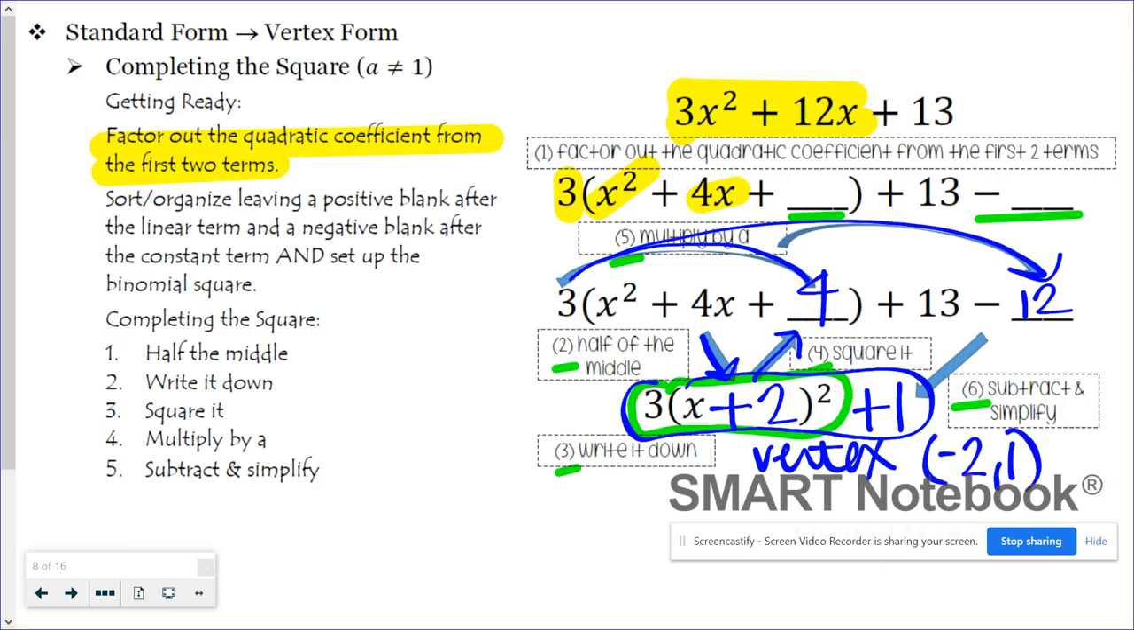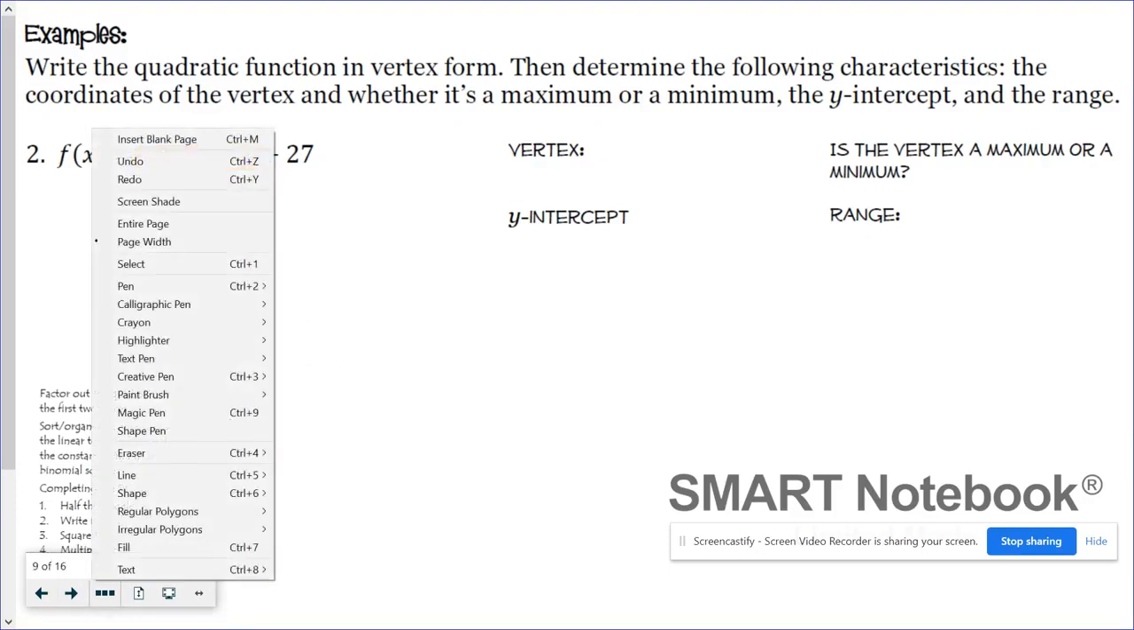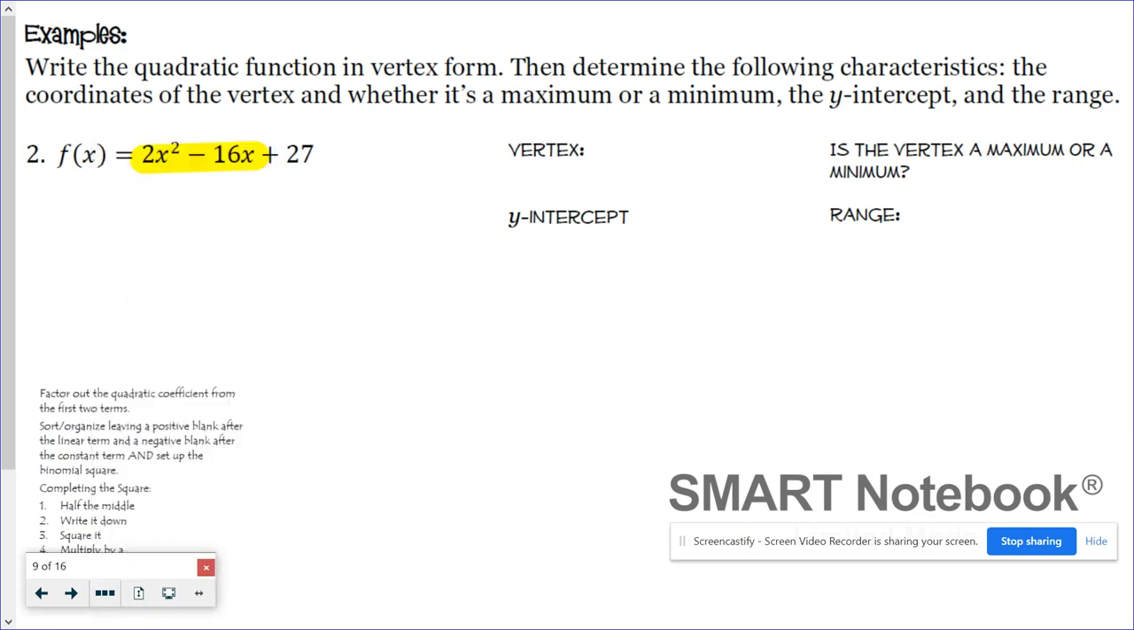Okay, so let's see the entire process from start to finish. Problem 2, I have the function f of x is equal to 2x squared minus 16x plus 27. Because I have a quadratic coefficient, I need to factor. But remember, I'm only going to factor it out from the first 2 terms. So I'm going to take out a 2 and write down what's left over, which is x squared minus 8x. So that's that first step: factor out the quadratic coefficient from the first 2 terms.